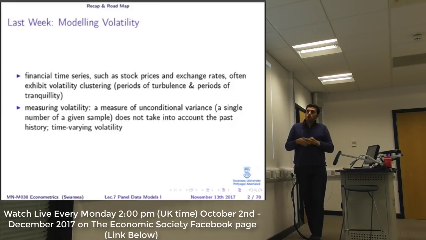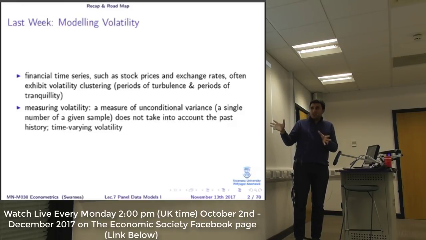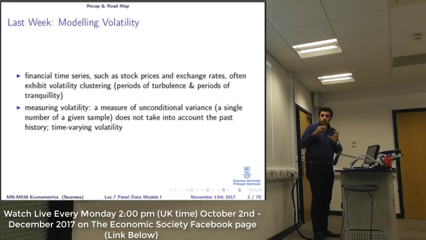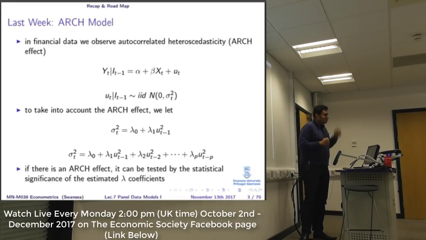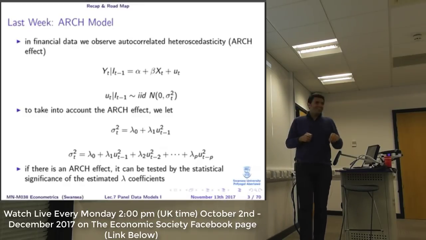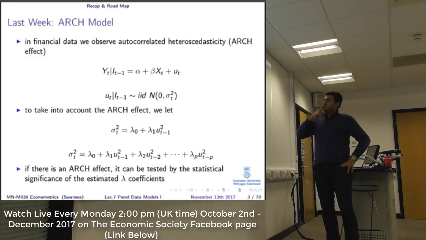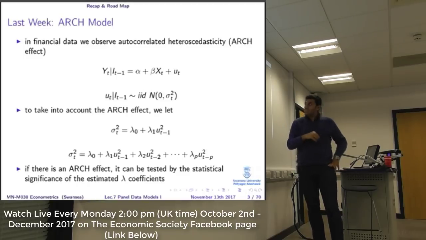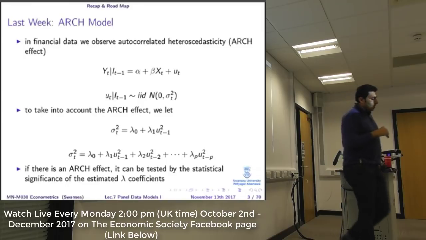To measure volatility, if we use the unconditional variance, this is just a single number for a given sample, which wouldn't capture the time-varying volatility, and that's why we use the ARCH model. So in financial data in general, we have this autocorrelated heteroscedasticity, and that's where the name comes from. So the ARCH effect.